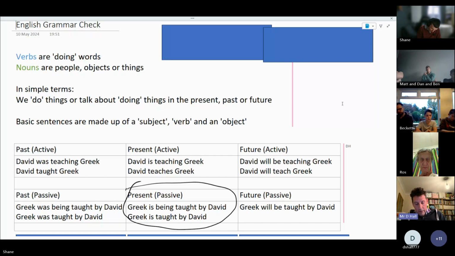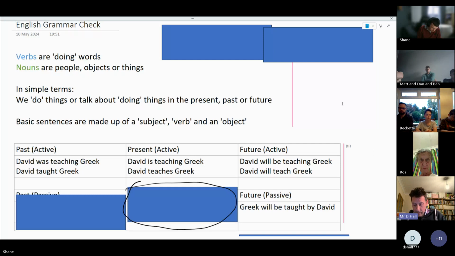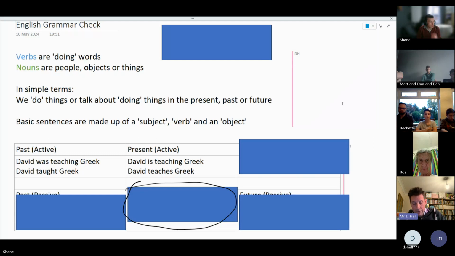So we are going to concentrate for the moment on this one middle box here, which is the present verbs. We're not going to worry about past tenses. We're not going to worry about future tenses.